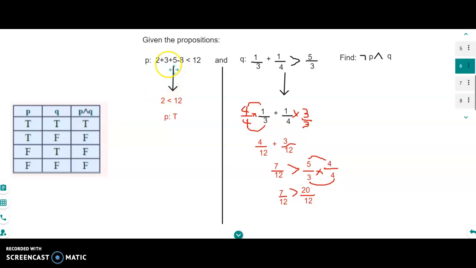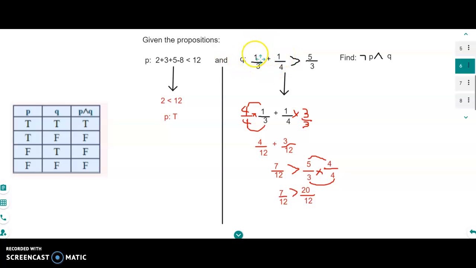So we were finding this, and remember, we had the proposition P, this operation, 2 plus 3 plus 5 minus 8, and we found that it was 2, and 2 is less than 12 by following this statement. So this proposition, 2 less than 12, is of course true. So we already have the first proposition.